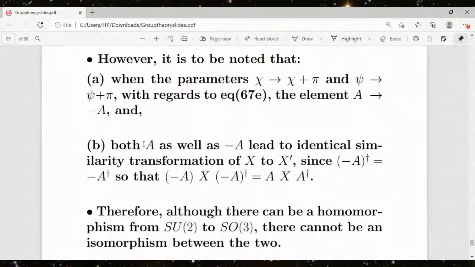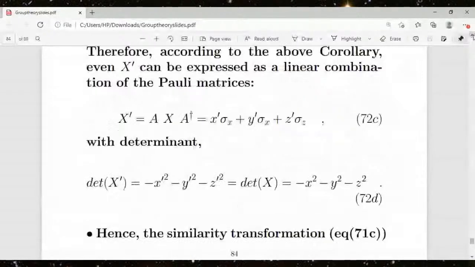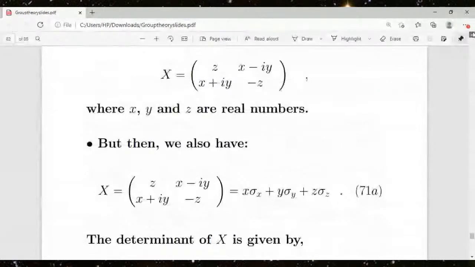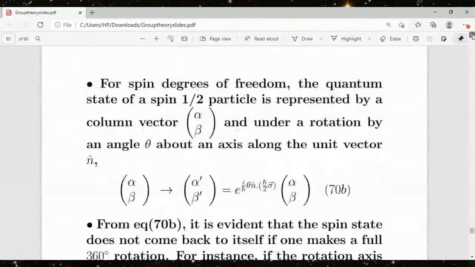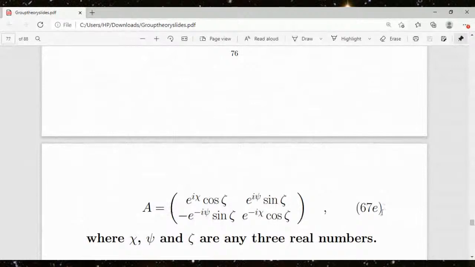And what is the relation between A and minus A? If you go back to our form of the group element A in terms of the three parameters zeta, chi, and psi. So let's go back to when we discussed a general element of SU2. Look at equation 67E. A general element of the SU2 group was given in terms of three real parameters, zeta, chi, and psi.